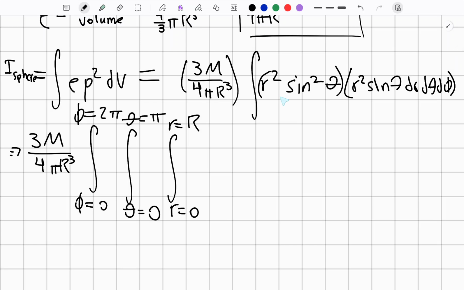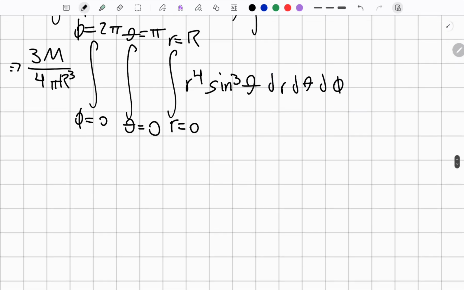So, when we work out this dV right here, we're going to end up with r to the 4th sine to the 3rd of theta dr d theta d phi. Working down here, 3m over 4 pi r cubed. We can pull that out because we have a uniform sphere. If our density was varying, that would not be able to happen. But having a uniform solid sphere, we can pull our density out here.